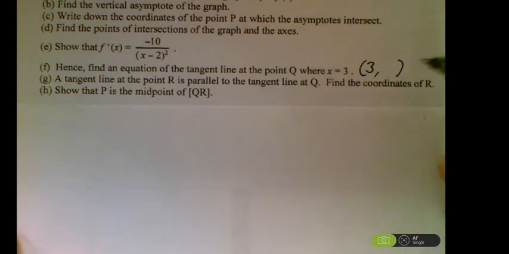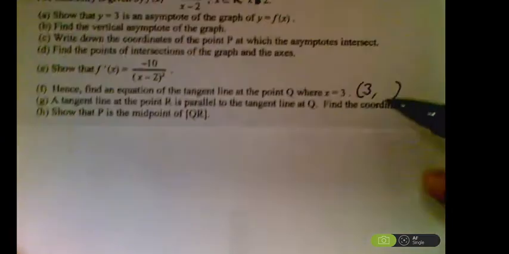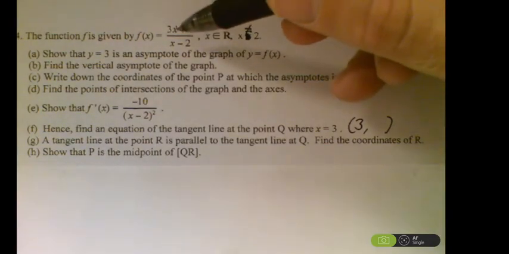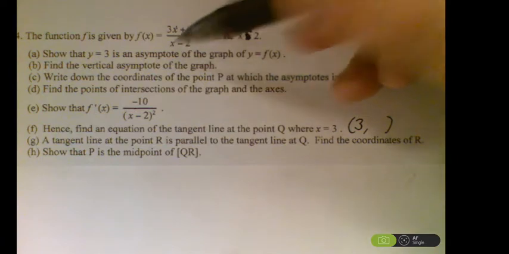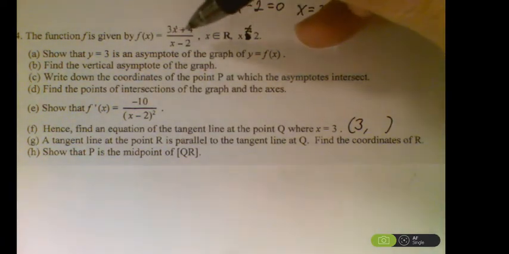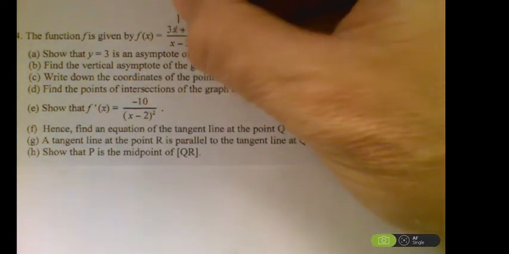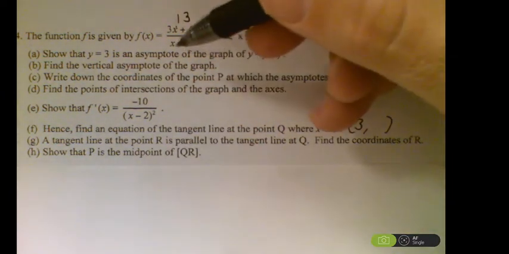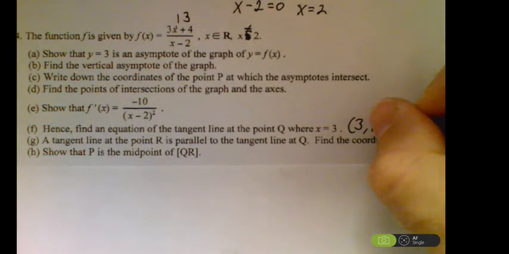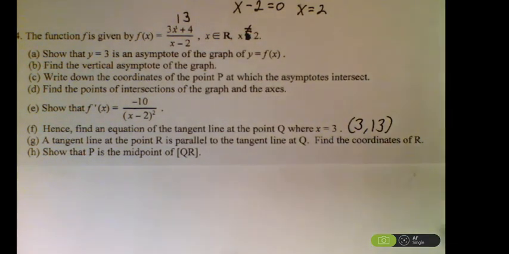And as always, you will always get a y coordinate from the original function. So if you take x, plug that back into the original function, so I'm going to put a 3 here and here, that's going to give me a y coordinate. So on top we had 9 plus 4, which is 13. If I put the 3 on bottom, I just get a 1, so 13 over 1 is 13. So there we go, we got the point.